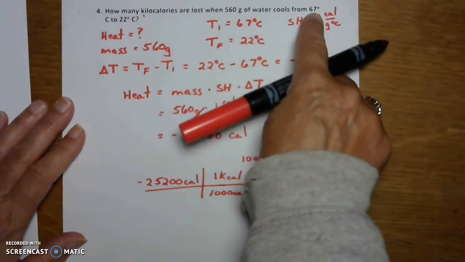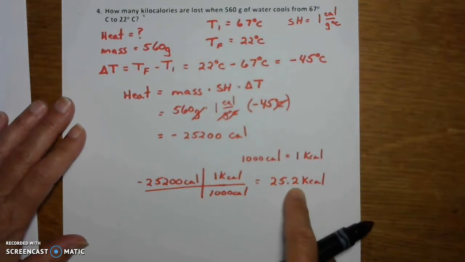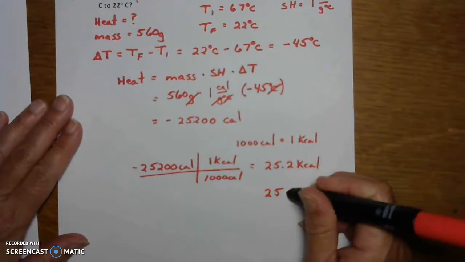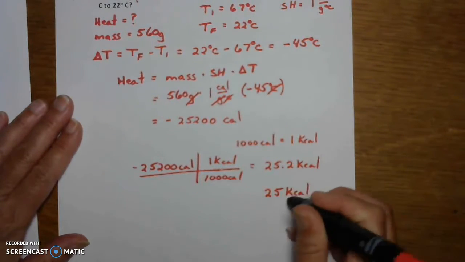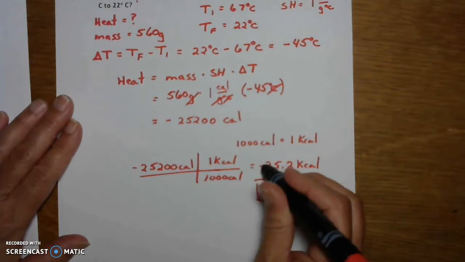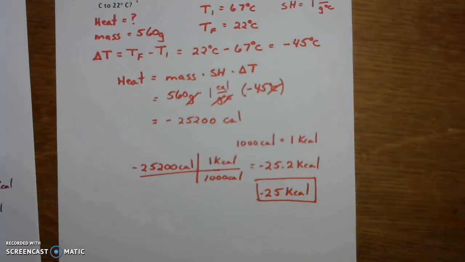Now, if you look at the initial problem, the 22 has 2 significant figures. We've got 2 significant figures here and 2 here. So we really can't report 3 significant figures in our answer. So we'll need to report this as 25 kilocalories, and this is negative because heat is being lost. So if you lose heat, it's negative.